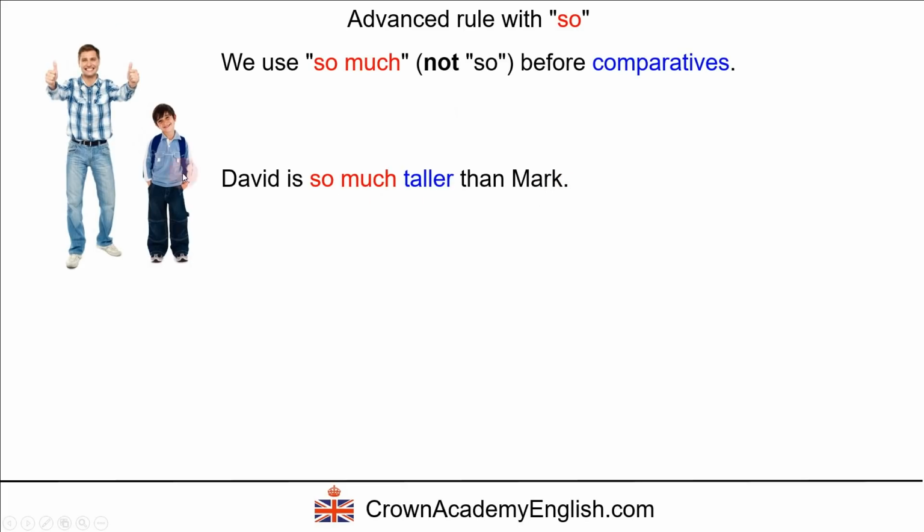This is David. This is Mark. David is taller than Mark. But see, there's a big difference. So we say David is so much taller than Mark. Okay? Big difference. So much taller than Mark. So we have so much, and then this is the comparative adjective. Taller.